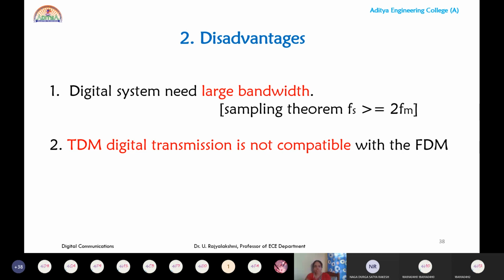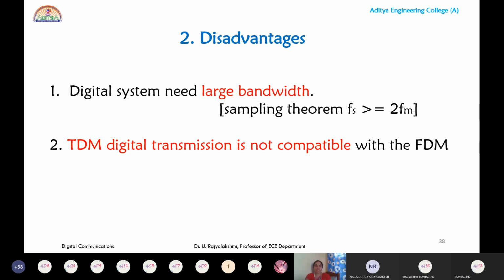So once you are sampling the analog component, you are dividing the entire time into some slots in such a way that its sampling frequency is greater than or equal to twice the frequency of the message signal. And here the upper cutoff is getting varied. Once the upper cutoff varies, you are increasing the sampling frequency in such a way that fs should be greater than or equal to 2 fm.